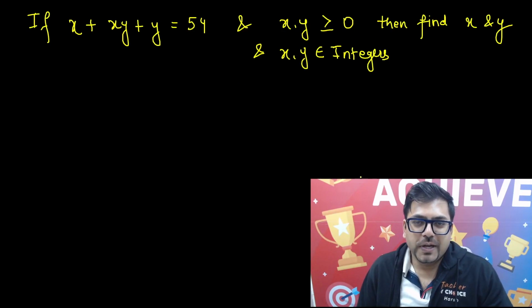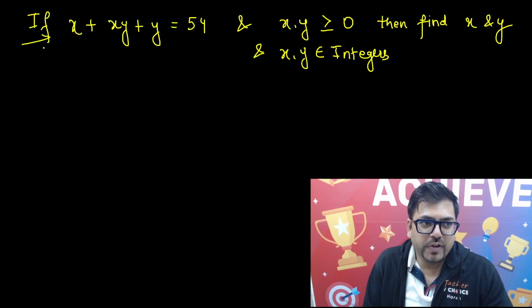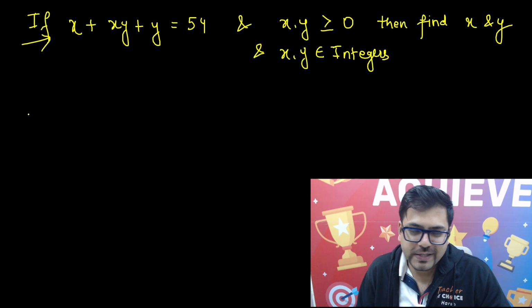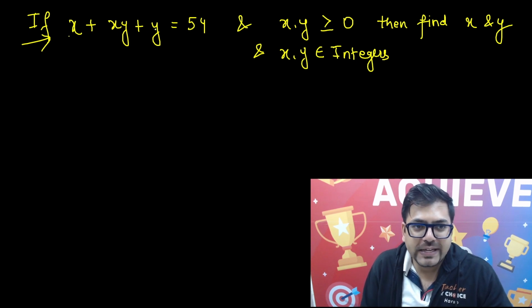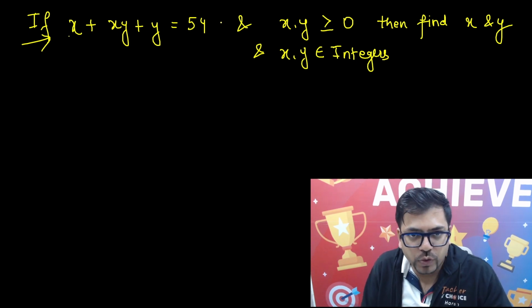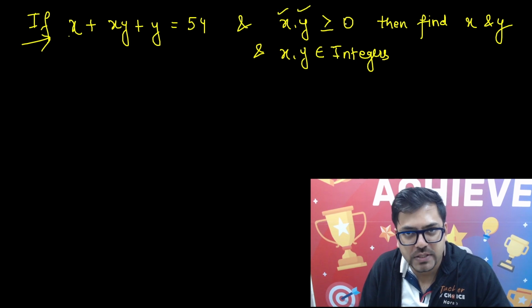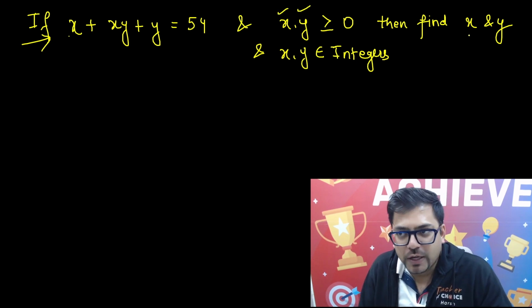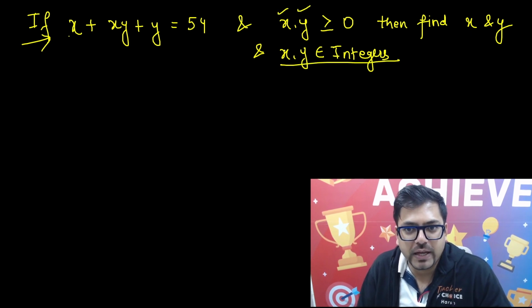चलो बच्चों, तो आज बात करते हैं अबाउट दिस क्वेश्चन. This is a very beautiful question and we have to solve this. So let's do this. Now x plus xy plus y is equal to 54. This is given and both x and y are positive numbers. Then we have to find the value of x and y if x and y are integers.